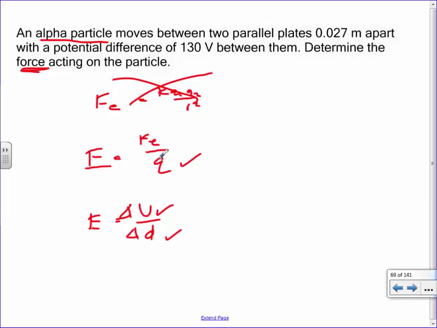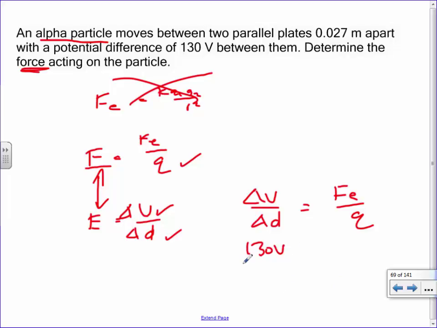If E is equal to Fe over Q, but E is also equal to V over D, can I write myself a new formula that says change in V over change in D is equal to Fe over Q? You guys figure out how I kind of put that together? E is Fe over Q, but I don't know E. E is also V over D. I do know V over D, so essentially these guys are equal to each other. I've made myself a brand new formula. Now let's plug some values in.